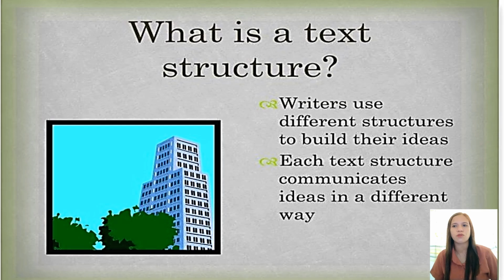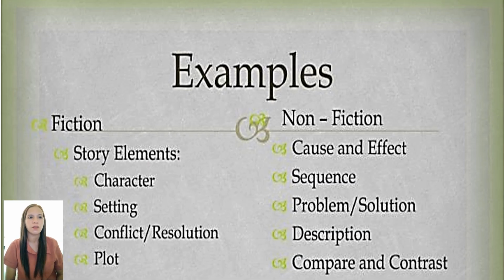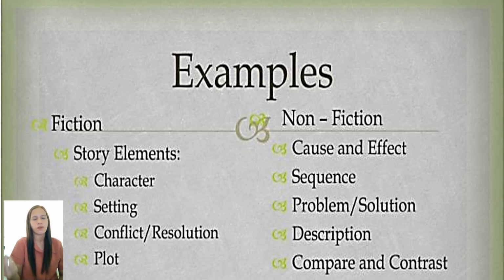And what is a text structure? Writers use different structures to build their ideas. Each text structure communicates ideas in a different way. So for example, we have fiction and non-fiction. For fiction, we have the story elements, which include the character, the setting, conflict or resolution, and the plot. For non-fiction, we include cause and effect, the sequence, the problem or solution, and the description, including compare and contrast.